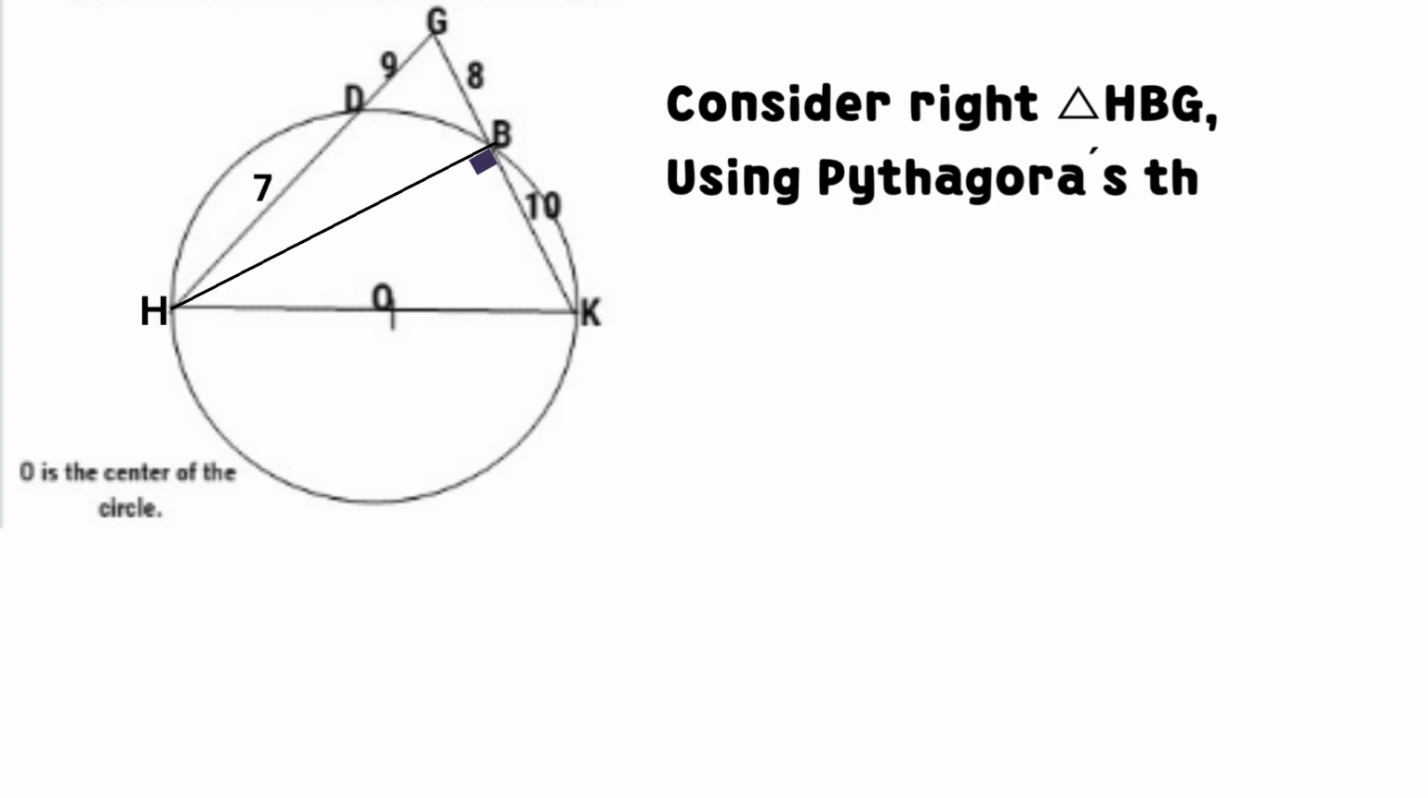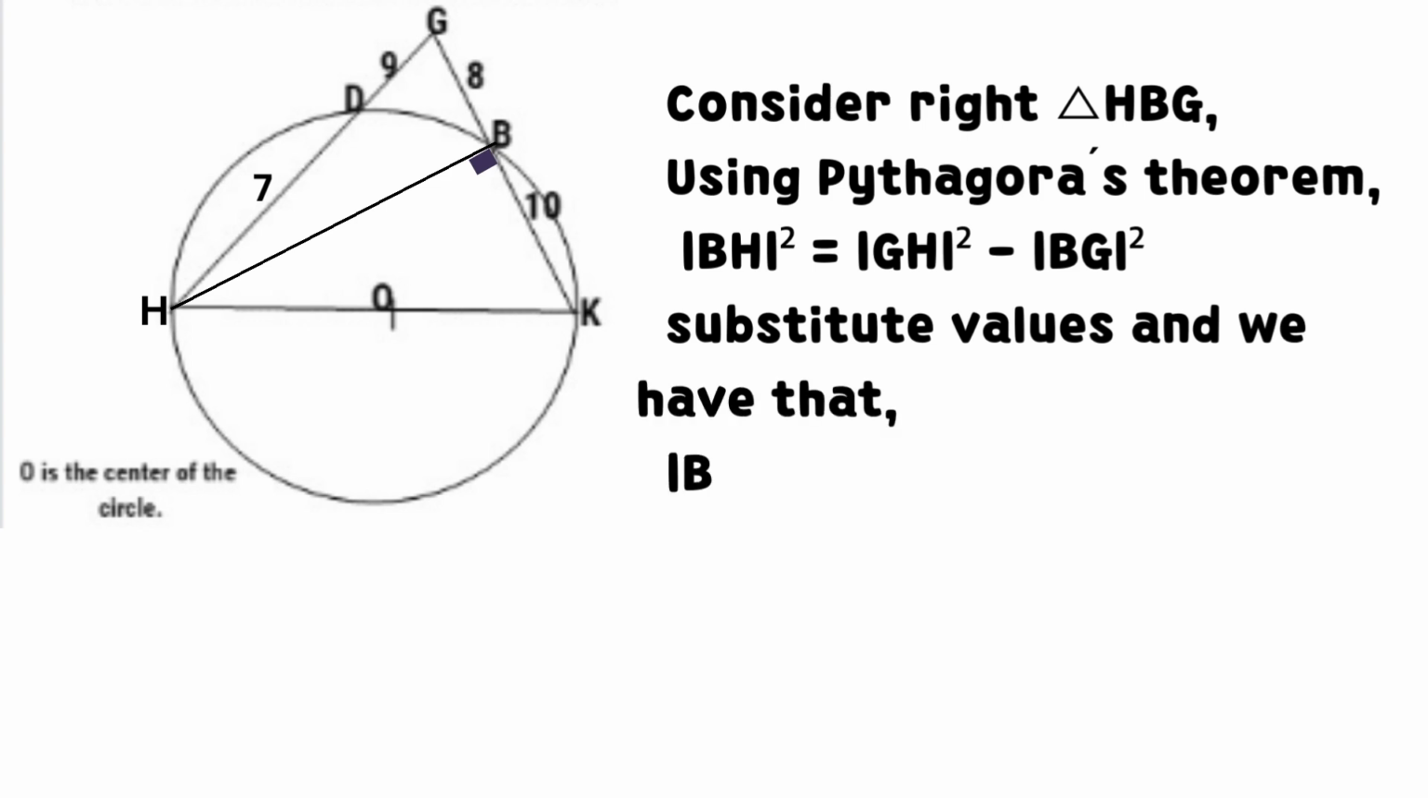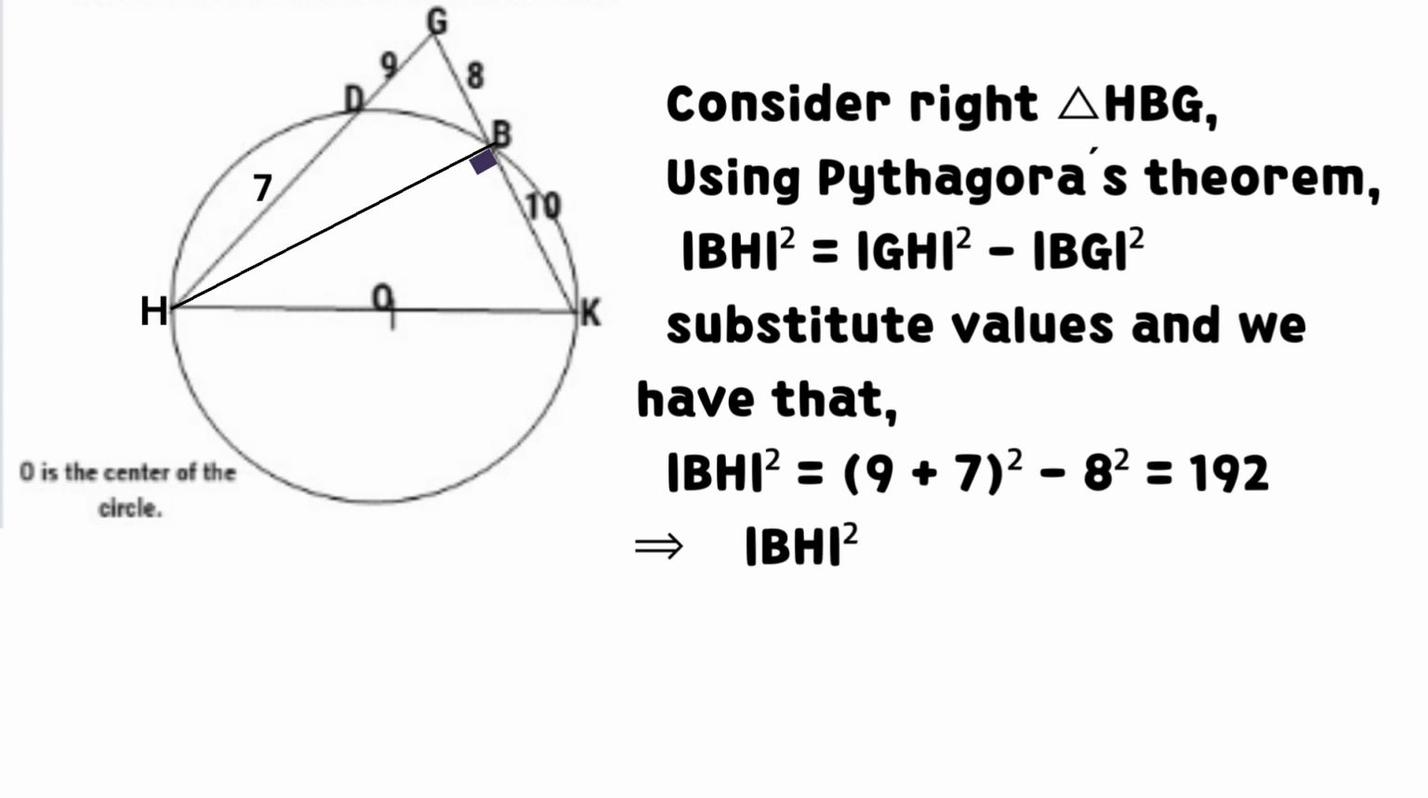Consider right triangle HBG. Using Pythagoras theorem, the square of BH equals the square of GH minus the square of BG. Substitute values and we have that the square of BH equals the square of the sum of 9 and 7 minus the square of 8, which equals 192. It implies that the square of BH equals 192. We call it equation 1.